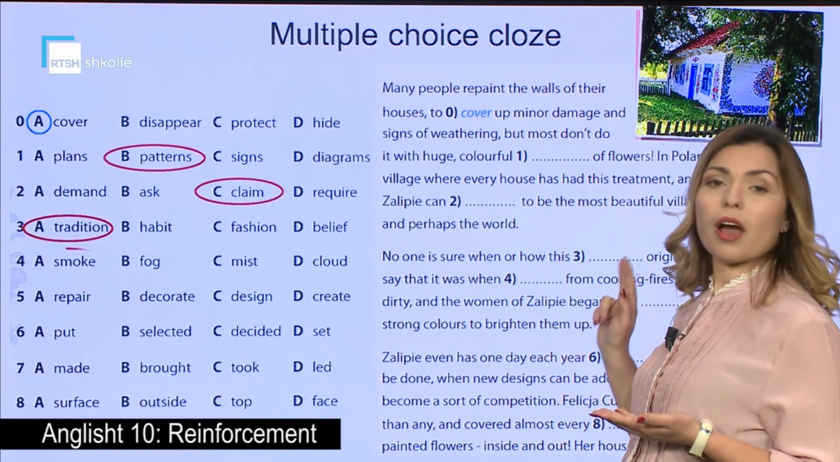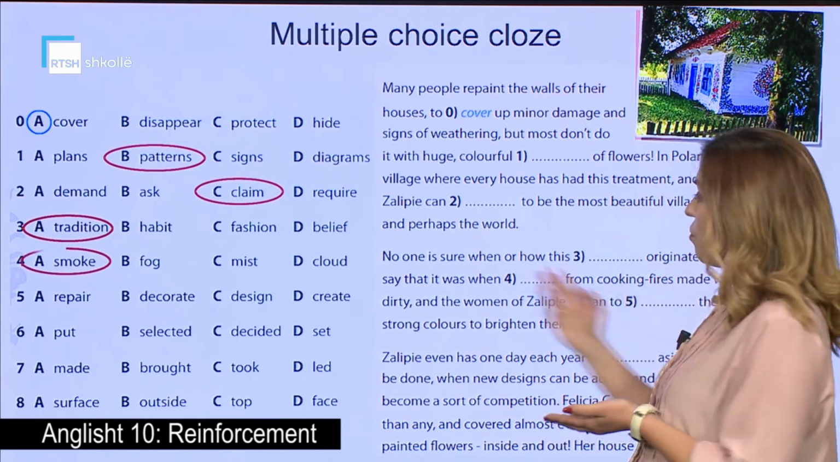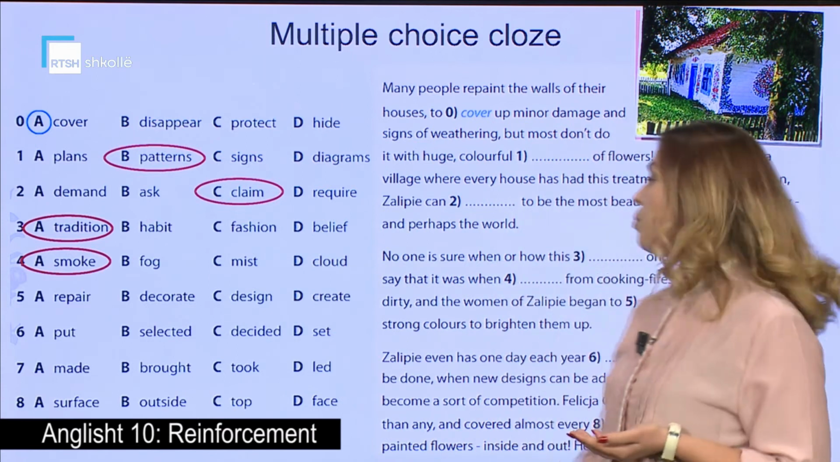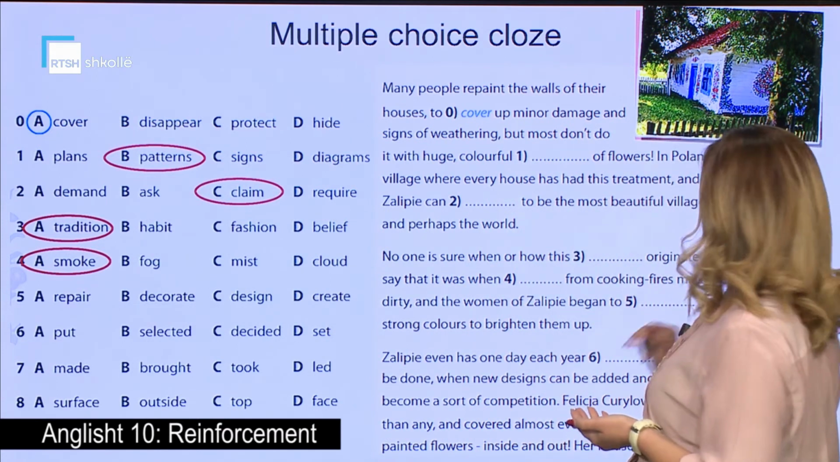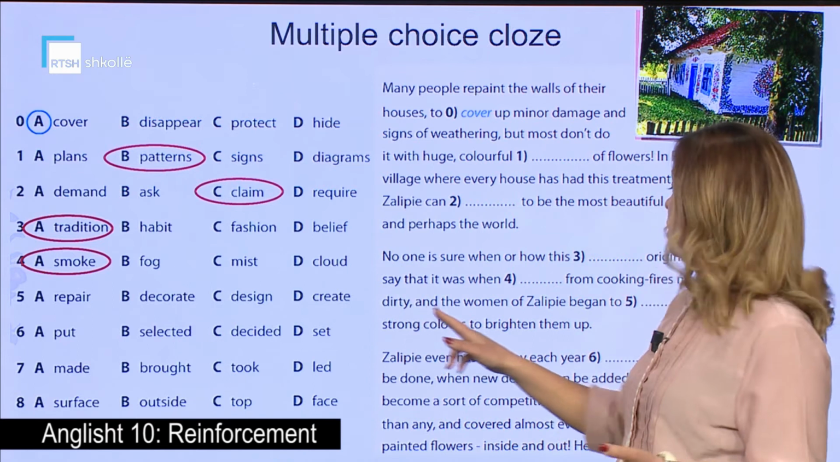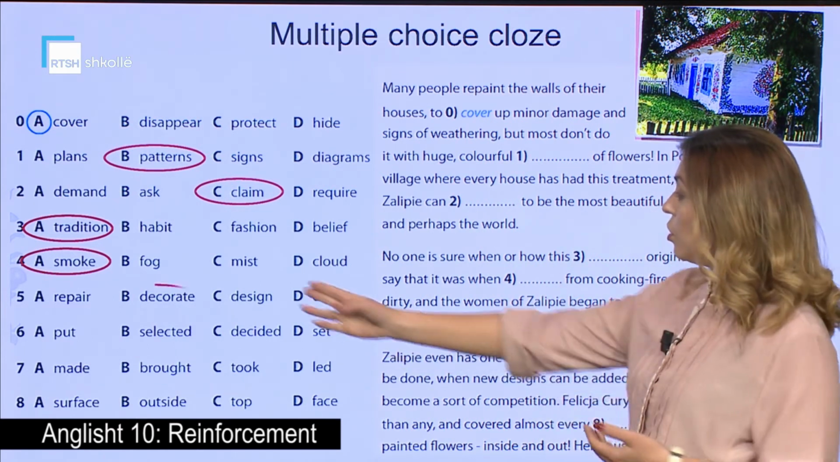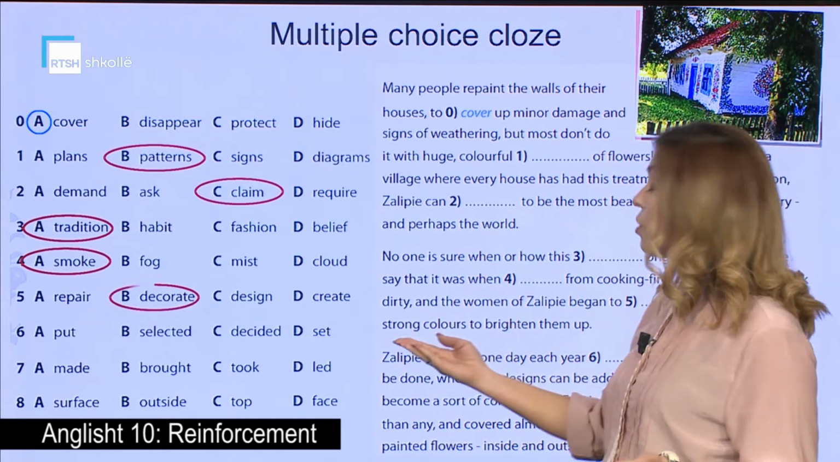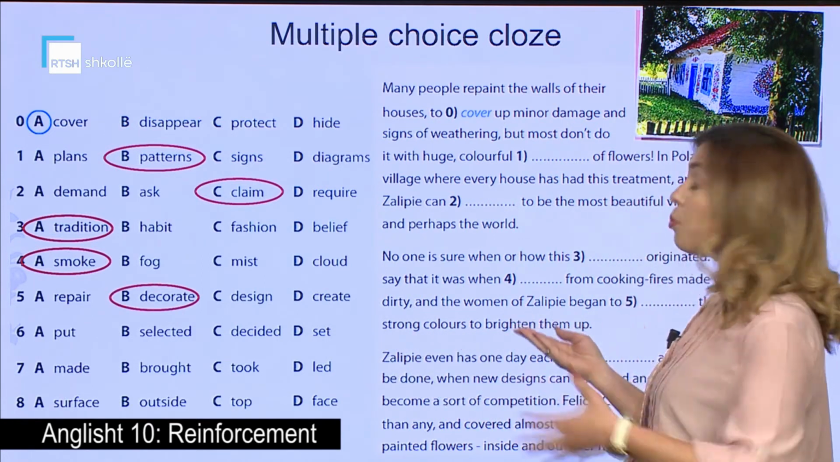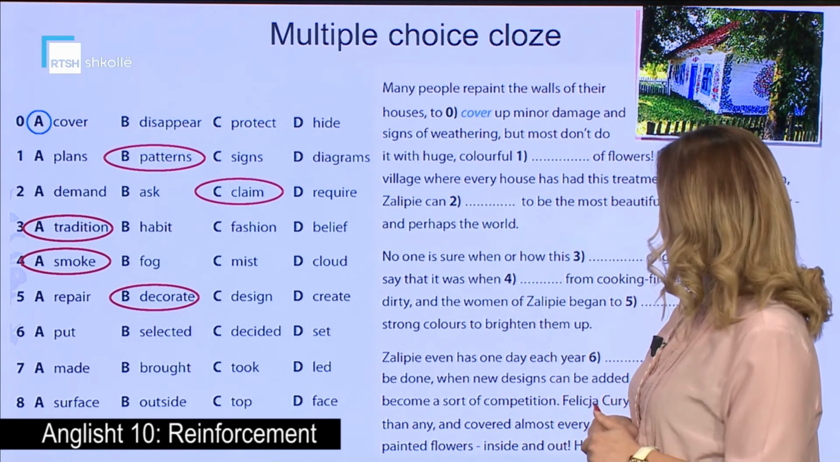from the cooking fires. What do we have from the cooking fires? Of course, we've got smoke, which made white walls look dirty. And the women in Zalipi began to decorate them, of course, with strong colors to brighten them up.